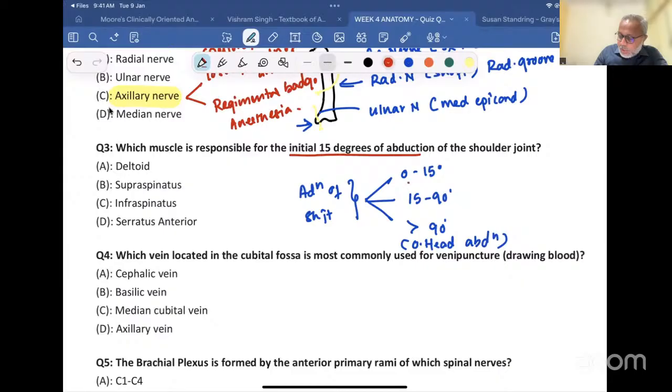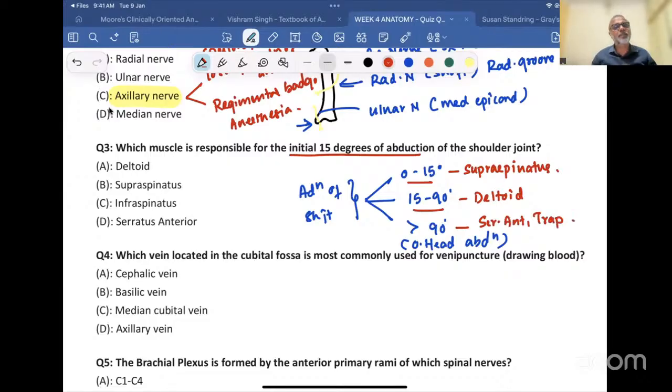Remember, 0 to 15 degree is believed to be by supraspinatus, even though this is challenged in recent textbooks. But still, if a question is asked regarding which muscle is the initiator of abduction, please go with supraspinatus. Then 15 to 90 degree is the prime abductor, which we just discussed. It is the deltoid. And more than 90, remember, it is serratus anterior as well as trapezius. This is also the favorite question for your practical examiners.